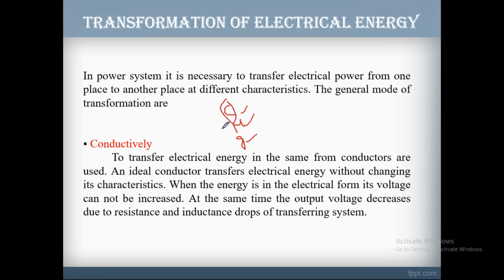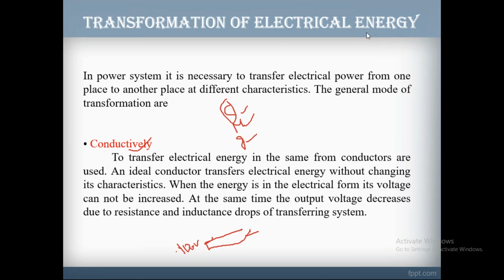Okay, now let me see the first one, conductively. In this case, what is happening is when we are applying a voltage like 100 volts across the conductor, this is the conductor here, and you are getting the same amount of voltage as output. That is called conductively. అంటే మనం ఎంతైతే ఇన్పుట్ ఇస్తామో సేమ్ అమౌంట్ ఆఫ్ అవుట్పుట్ తెచ్చుకుంటే దాన్ని ఆ ట్రాన్స్ఫర్ ఆఫ్ ఎనర్జీని కండక్టివ్లీ అంటాం.